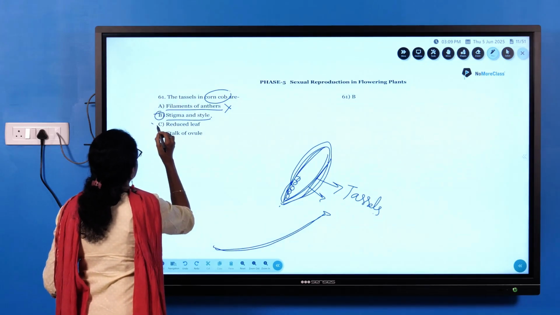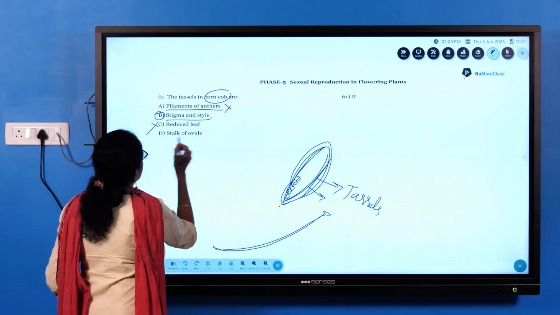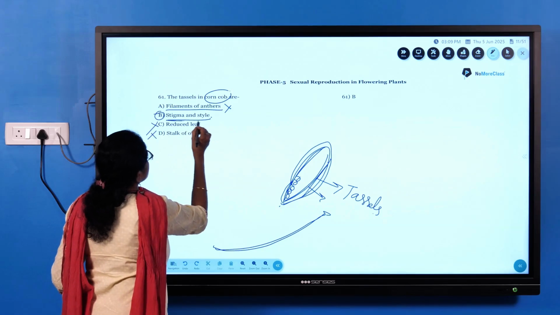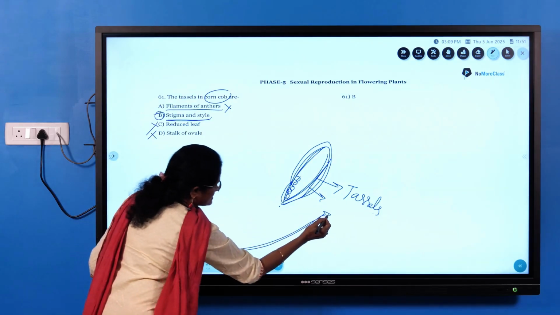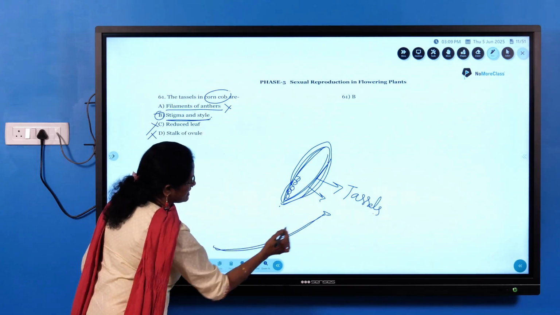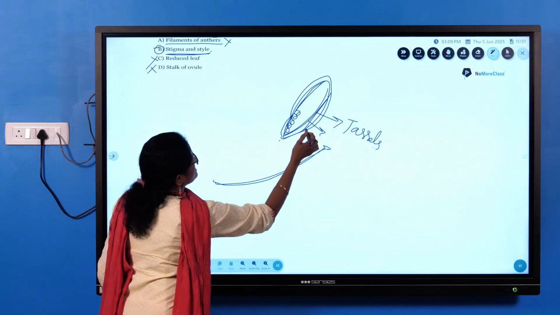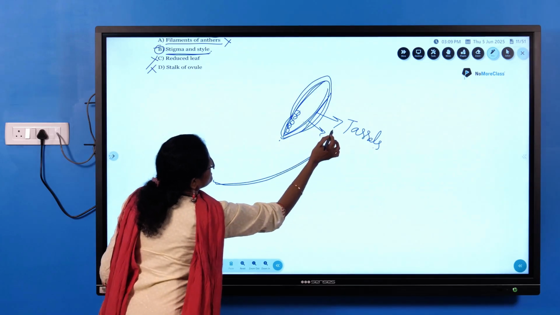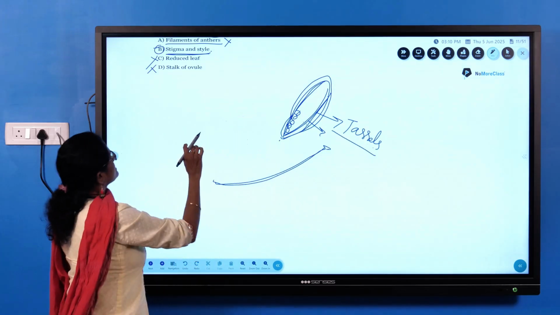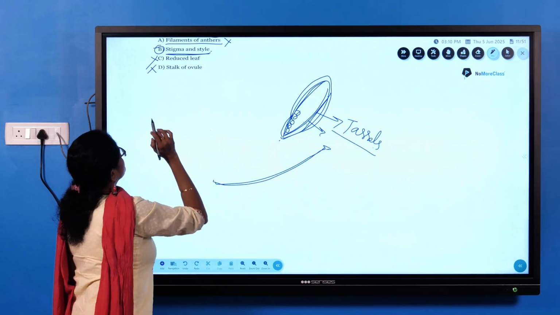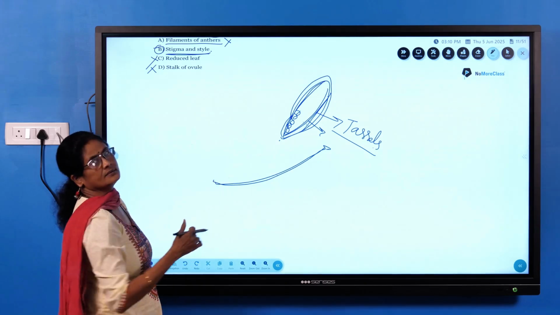Reduced leaf, no, this is not a reduced leaf. Stalk of ovule, no. The answer is stigma and style. This is stigma, this is style. They are thin hair-like structures which are covering the seeds. These are called tassels. Answer is C. Oh, sorry. Answer is B. Thank you.